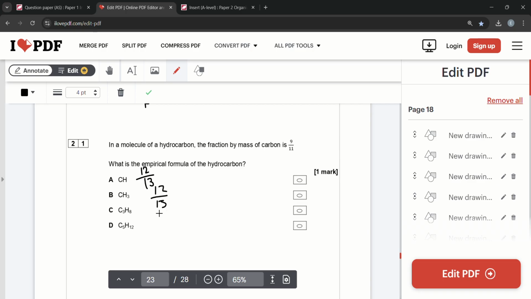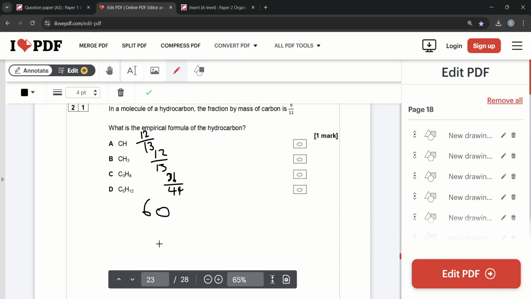Fraction by mass of carbon in C, 12 times by 3, 36, plus 8, 44. It's going to be 36/44. In this case, 12 times by 5 is 60, plus 12, 72. So it's definitely not A. It is not B. So it's either C or D.